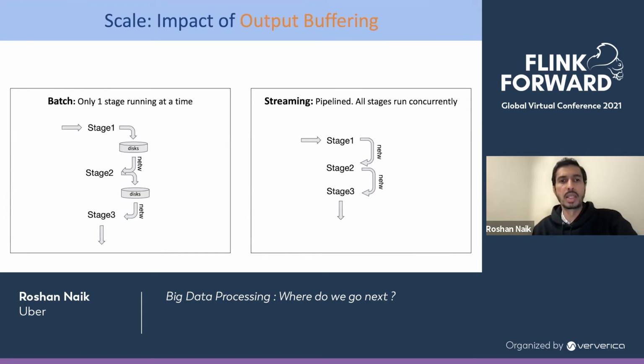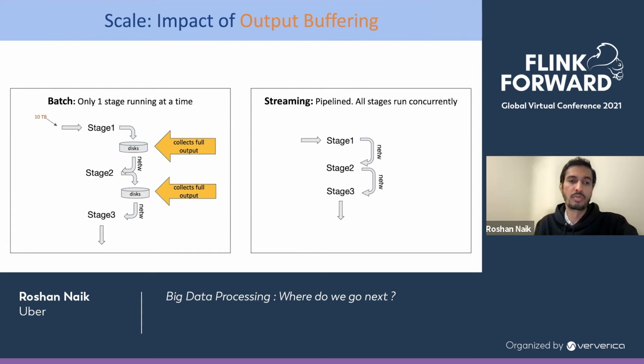The impact of scale may not be so obvious and therefore may be more interesting. There are two things that impact scale, and the first one is output buffering. In the case of batch, because these disks are basically buffering all of the outputs from stage 1, they have to be scaled as the size of the input to the batch job increases.